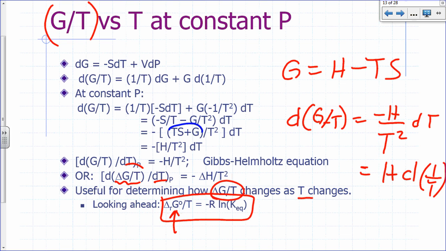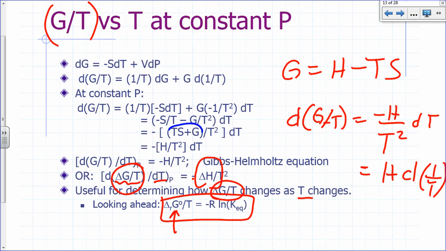You're able to show the dependence of delta G over T, you can figure out how it depends on temperature by simply looking at delta H. And what do we know about delta H? Delta H is something we can easily measure in the lab, right? So knowledge of delta H would allow us to show how delta G over T depends on temperature. And looking ahead, like I said, knowing delta H will allow us to determine how the equilibrium constant will depend on temperature. And we'll finally be able to give the thermodynamic basis for what you learned in your freshman chemistry as Le Chatelier's principle.